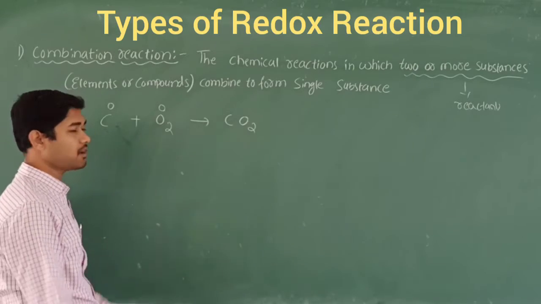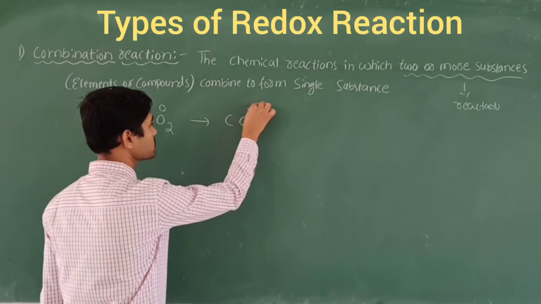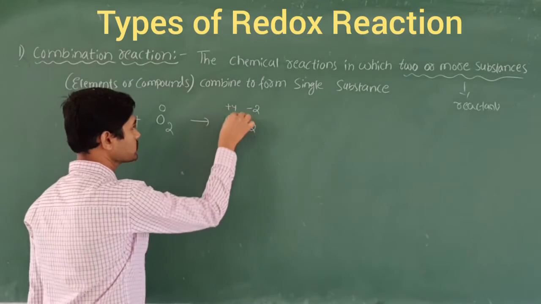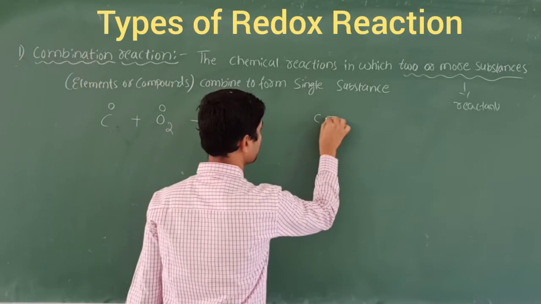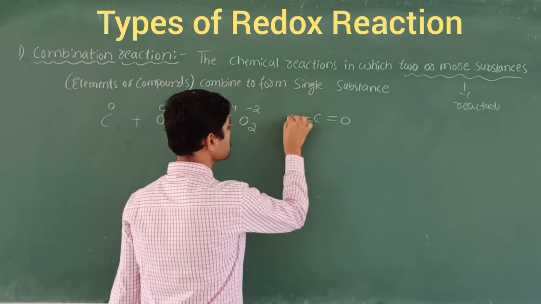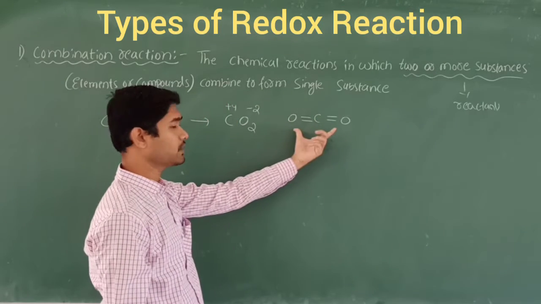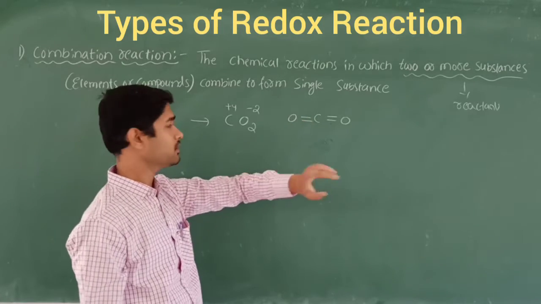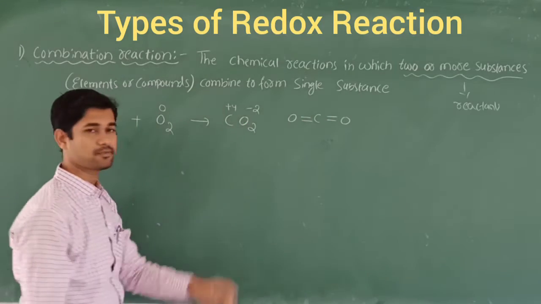And what about the valency? Oxygen is always divalent, -2. What about the carbon valency? That is +4. When you look at the structure of carbon dioxide, there are 2 bonds and 2 bonds, a total of 4 bonds. So that's why it maintains the +4 valency.